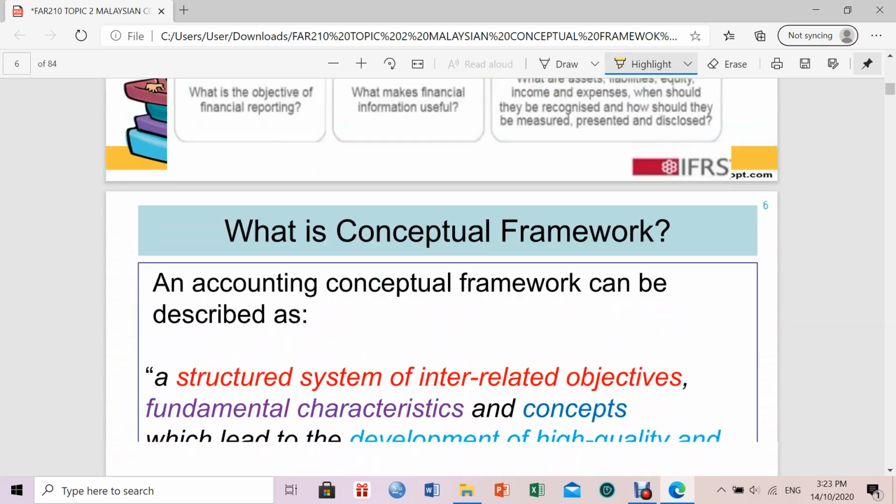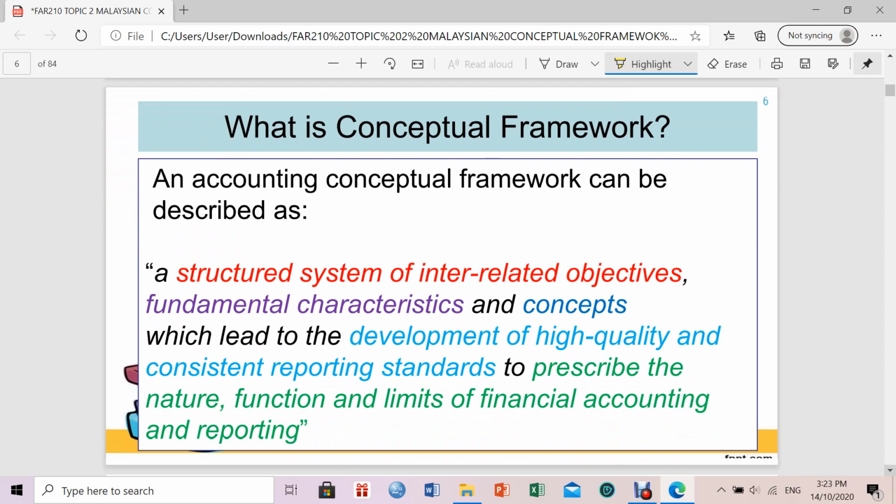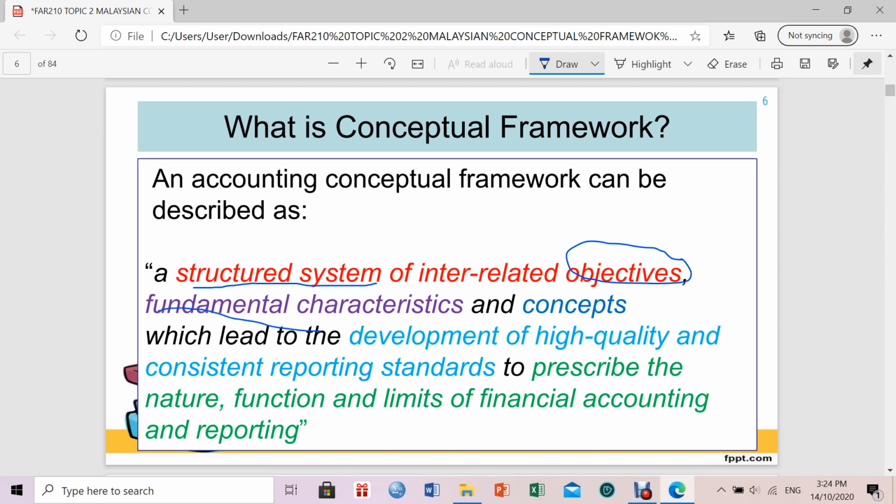So yeah, this is the complete definition of a conceptual framework. As you can read here, an accounting conceptual framework can be described as a structured system of interrelated objective, fundamental characteristics and concept, which lead to the development of high quality and consistent reporting standards to prescribe the nature, function and limits of financial accounting and reporting. So as we know here, it is a structured system that combines objective, fundamental characteristics and also the concept, and which will lead to the development of high quality standards.